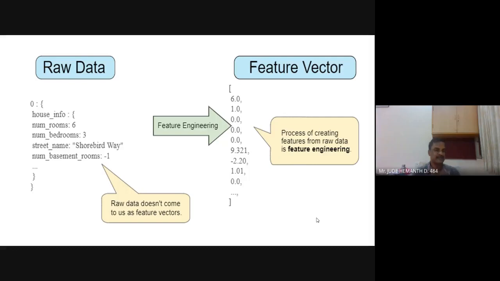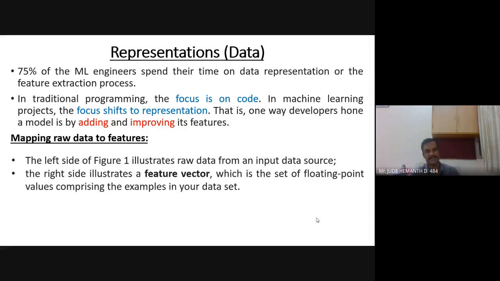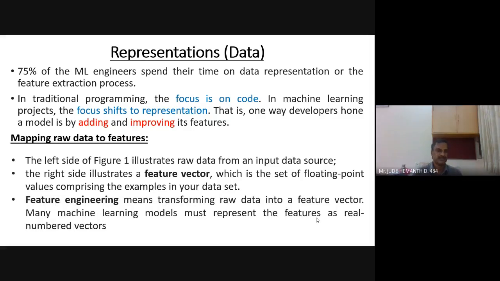But when I give this data, number of bedrooms, number of rooms, the machine cannot take the data directly. How can we do that? There are different types of data which you must understand. This is the raw data. The left side of the figure illustrates the raw data from an input data source. The right side illustrates the feature vector, how I have converted the number of rooms and everything into something equivalent to a number in numerical form. So this is called feature engineering. This is the best example for feature engineering, meaning transforming raw data into a feature vector.